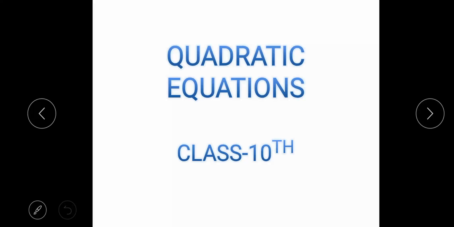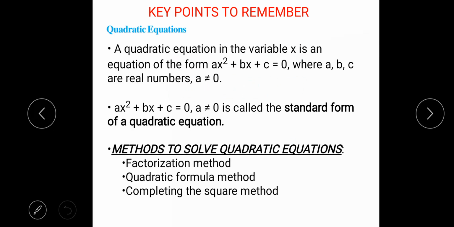Hello students, today I am going to explain some very important questions of quadratic equations of class 10th. Before solving this one question, firstly let's remember some key points.